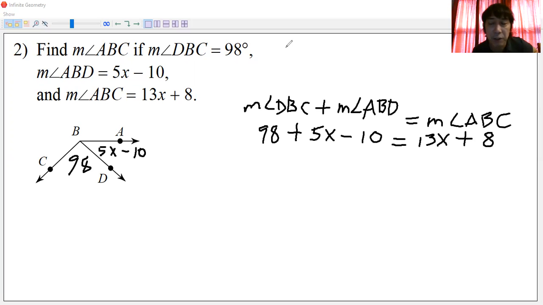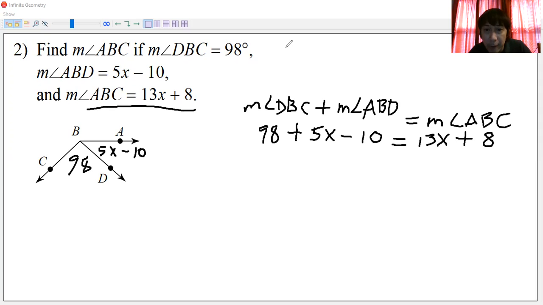We're going to solve for x. Once we find x, we can use this value and substitute it here. The required, there, 13x plus 8. So we need the value of x first. So we have this equation. We're going to solve for x first.